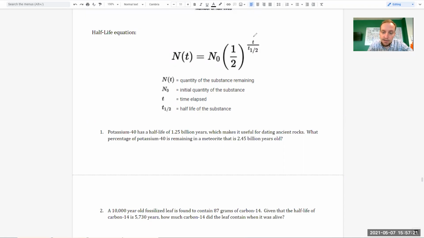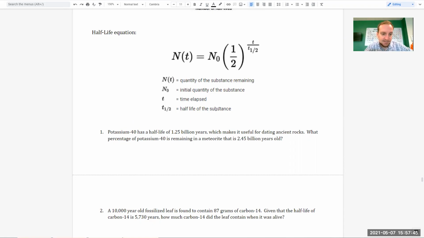T, which is over here in the exponent, the top of the exponent is going to be the time that has passed, and the denominator of the exponent will be the length of the half-life of that particular substance. So that looks really hard, but again, algebraically, it's not too difficult. It is going to be a little tricky though when we put it in our calculator, and I'll explain that in a moment. So for number one, we have potassium 40.